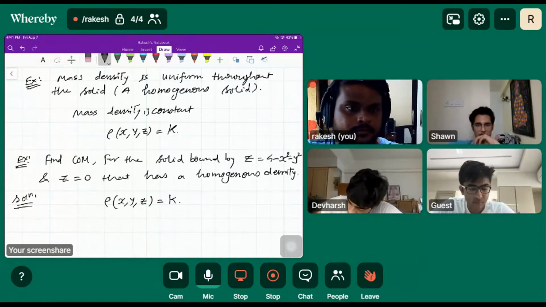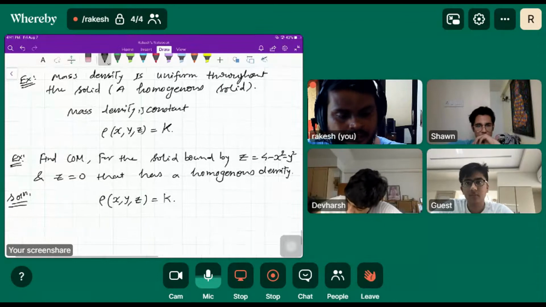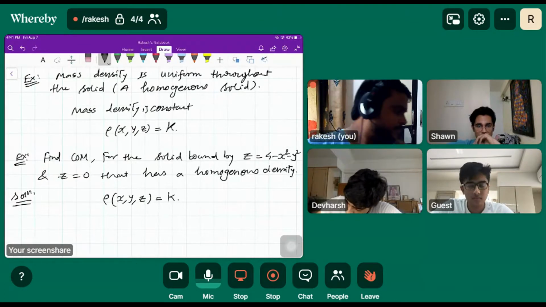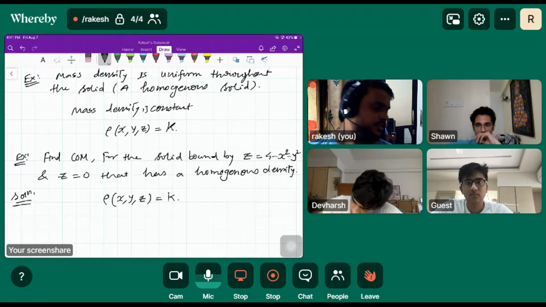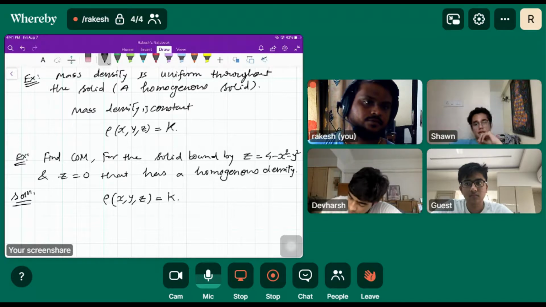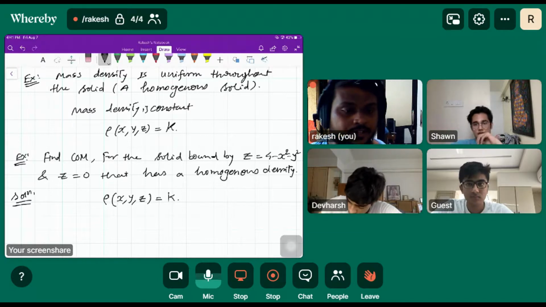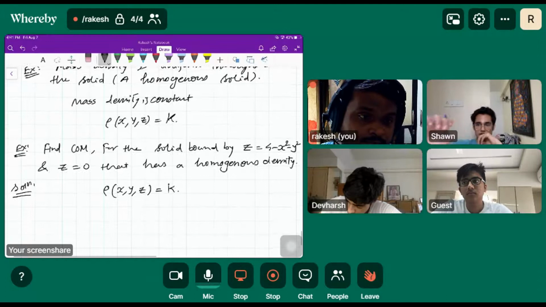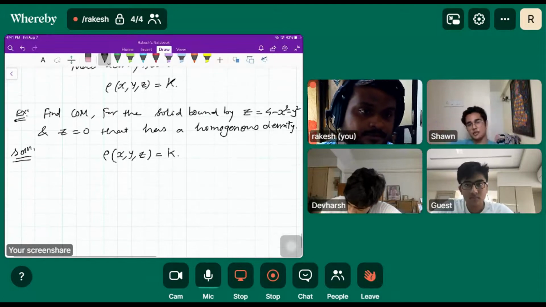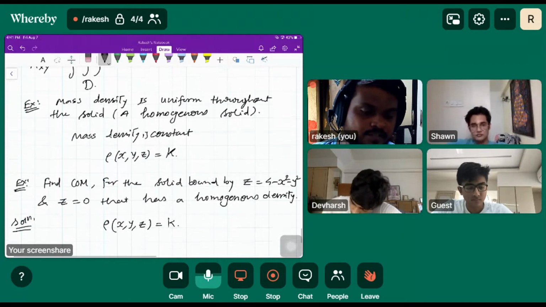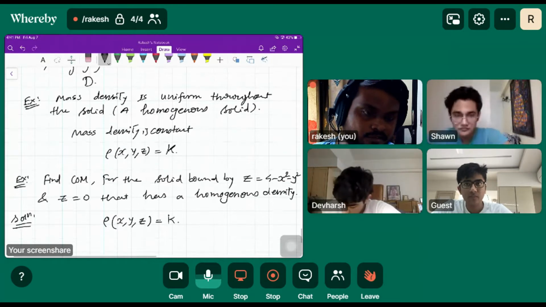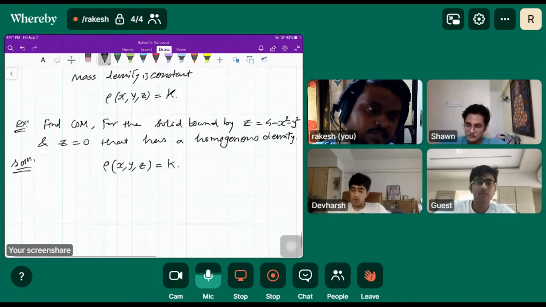This is the same question, right? What was the previous one? That was x square plus y square is equal to 4. In the previous question, it was x square plus y square. You said what you wrote right now is the same question, the two things you've written. Okay. That was the explanation for if mass density is uniform throughout, and this is the question.